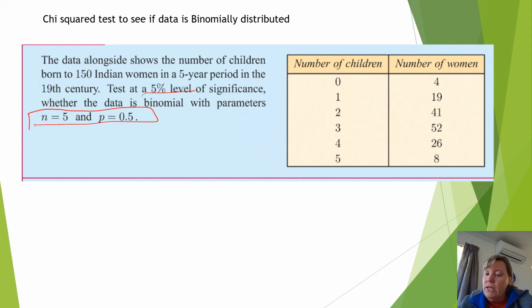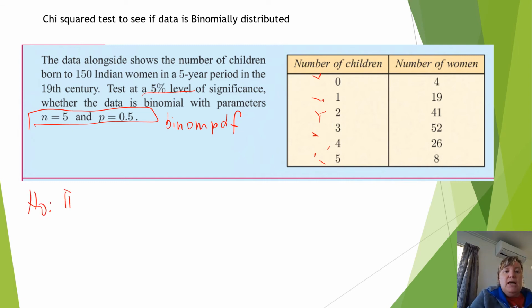Now, if you remember loading into your calculator to find binomial values, and you'll be using binomial PDF for this because you don't want to accumulate them, you just want those exact numbers. You're asked for n, you're asked for p, and then you're given the x values, and these will be the x values here. All right, good. Okay, so we've got that. So here's the test. Again, same steps. So let's do this. Let's have a look at this. Your H0, so my null hypothesis here is that the data is binomially distributed.